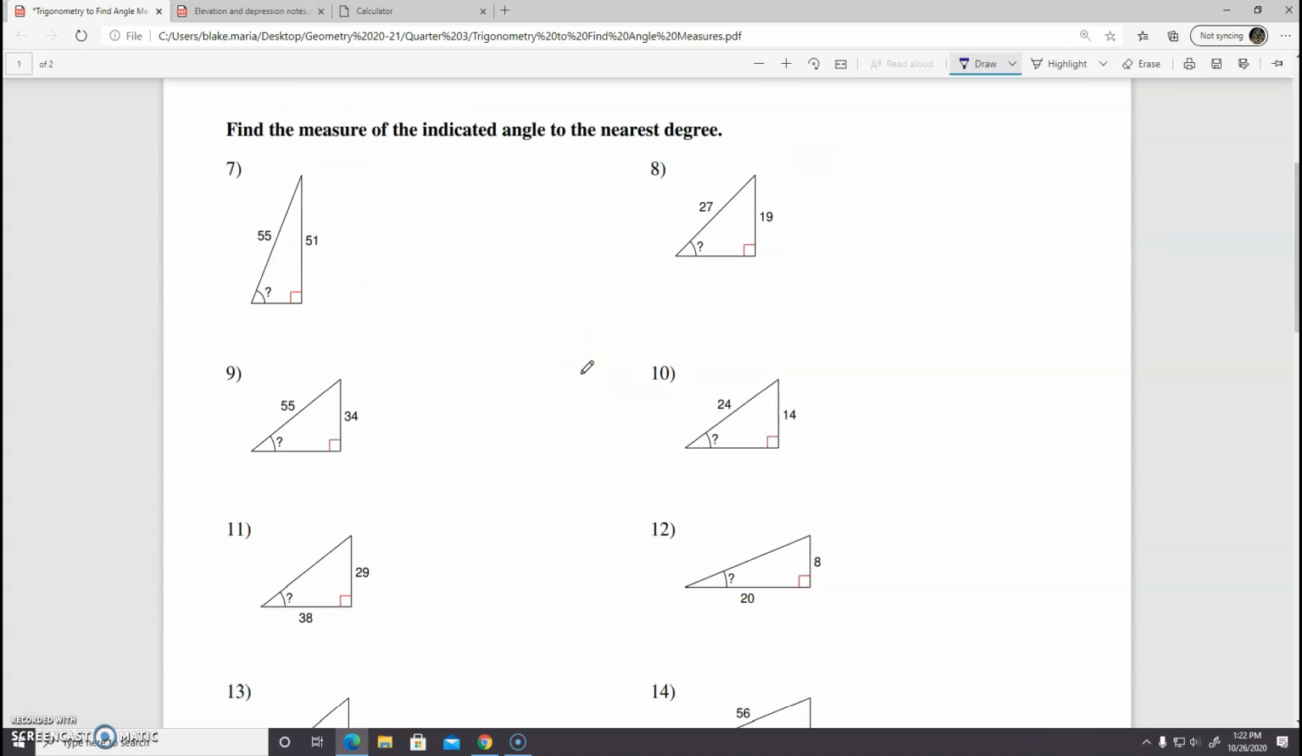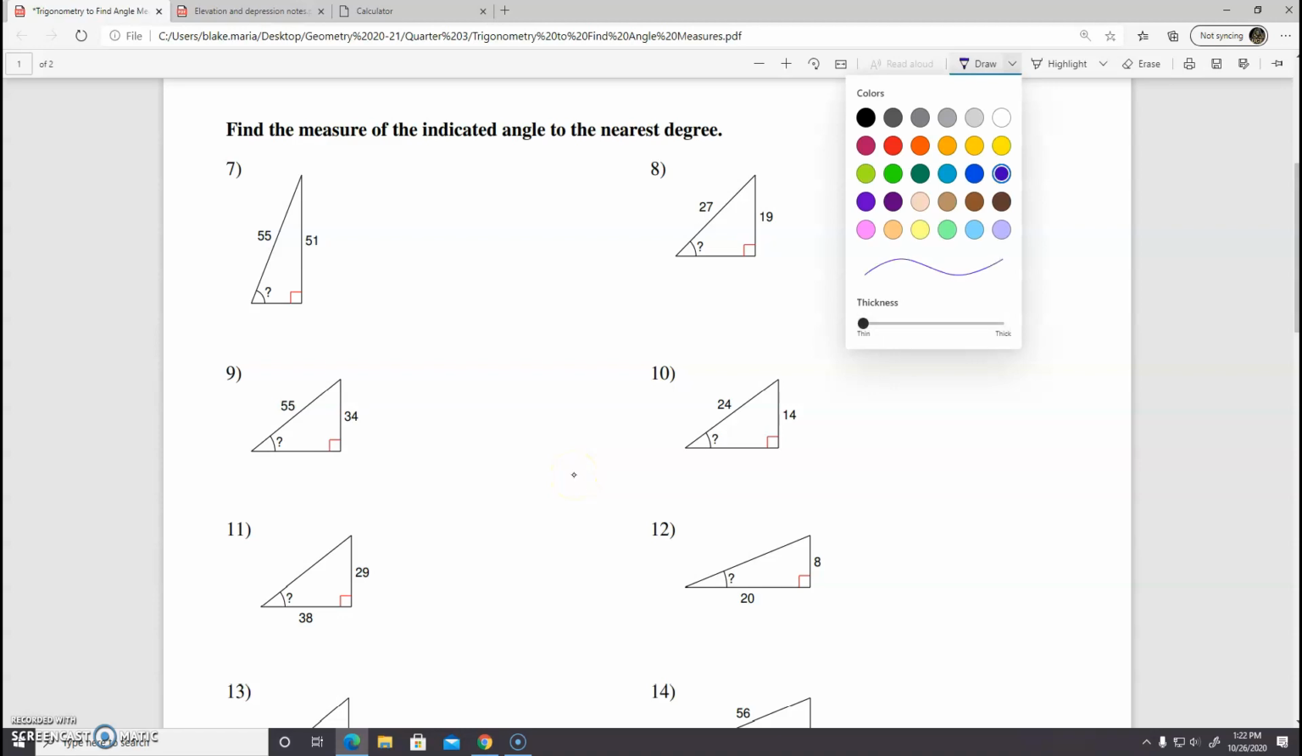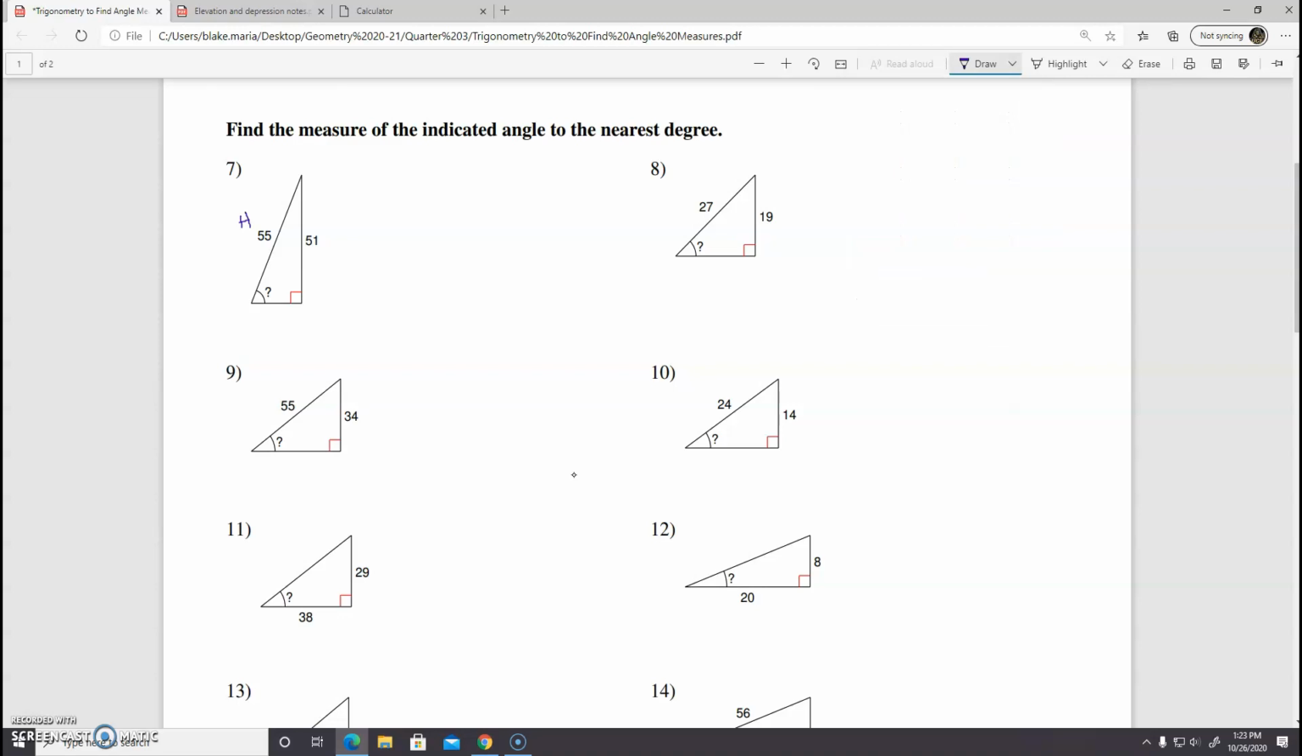Then when you get down here, you're actually finding an angle measure. We're going to do it the same way we did it yesterday. Let me make this a little bit smaller. You're still going to label your hypotenuse, give it an H. Here's my angle, travel across, that's my opposite, and there's your adjacent right next to it. I have opposite and hypotenuse. I don't really care about adjacent. It's here, but I don't need it, so I'm not going to use it.